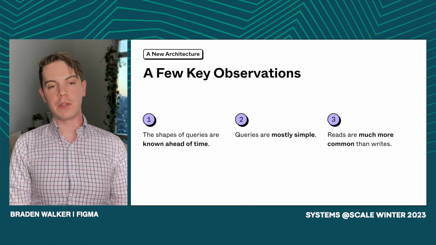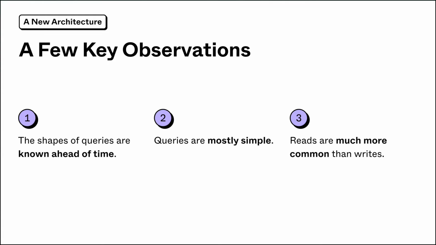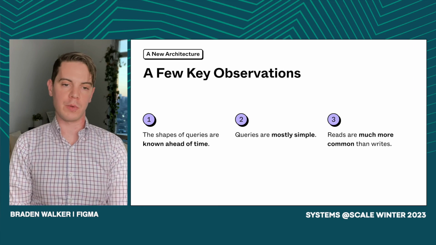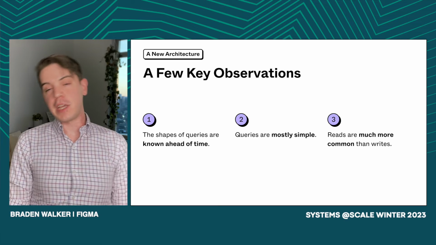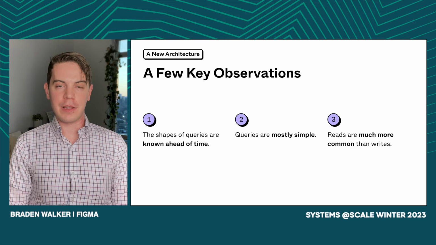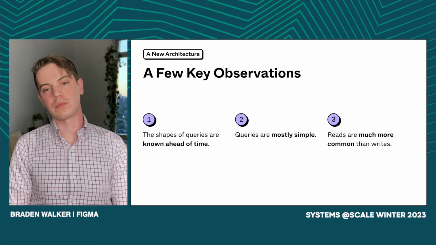But we observed a few key things about the way the system works. One is that the query shapes are known basically ahead of time. The actual queries done against LiveGraph are written down in source code. They're committed by the product engineers working with LiveGraph. And so they change at about a human scale. They change day to day. They don't change second to second.